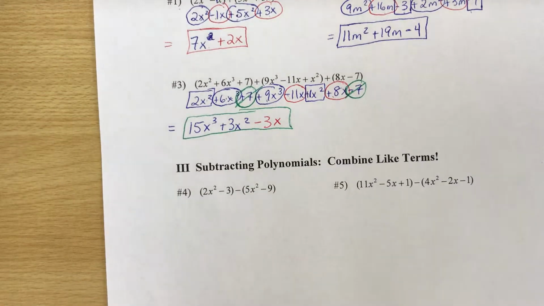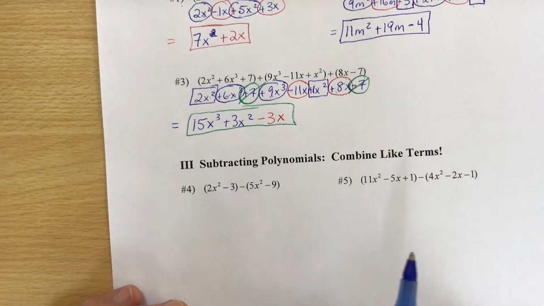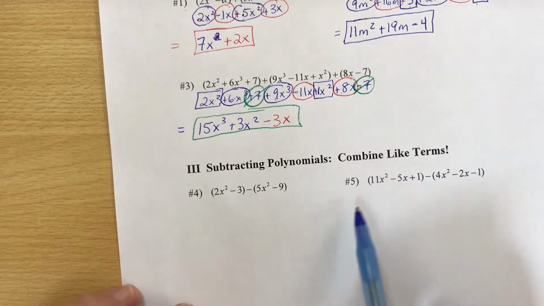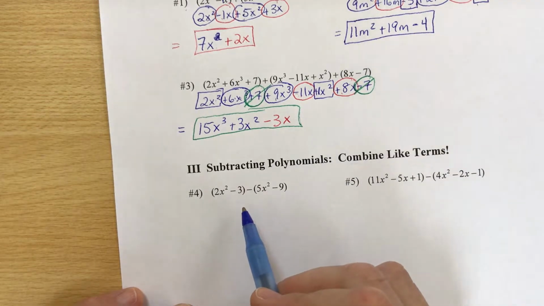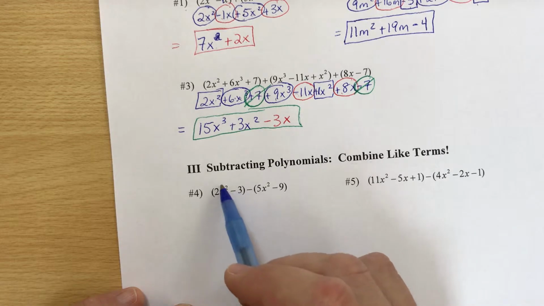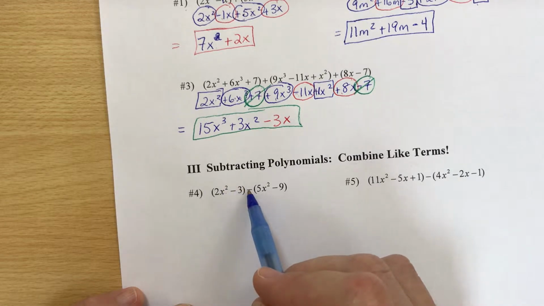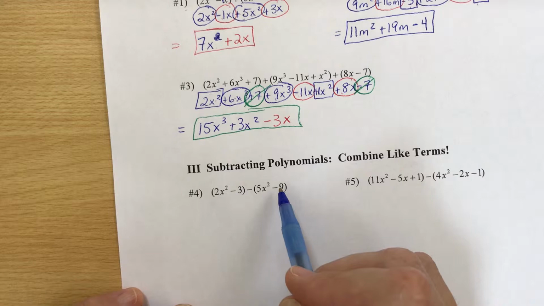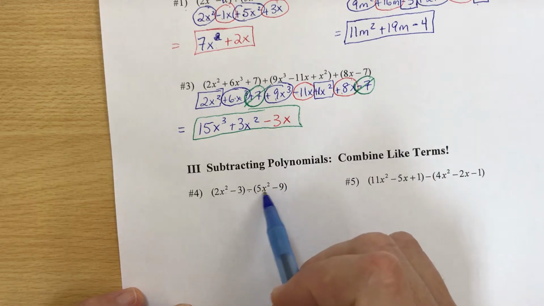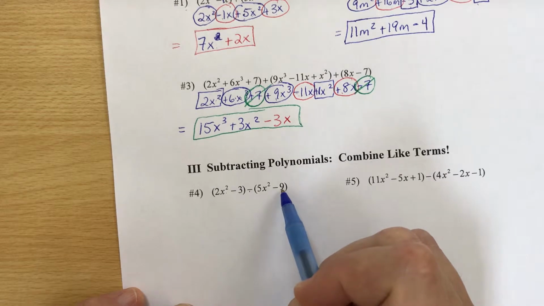All right, so let's come down here to subtraction. Subtraction is also going to be fairly quick. Same thing, combine like terms, but there's going to be one extra thing you have to be aware of. So we have 2x squared minus 3, in parentheses, minus 5x squared minus 9. Now the thing is, we're subtracting both of these terms here.